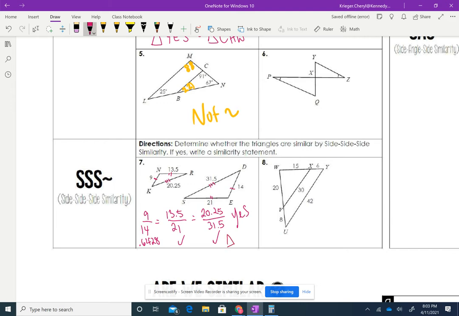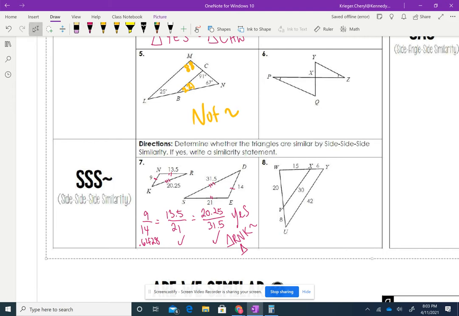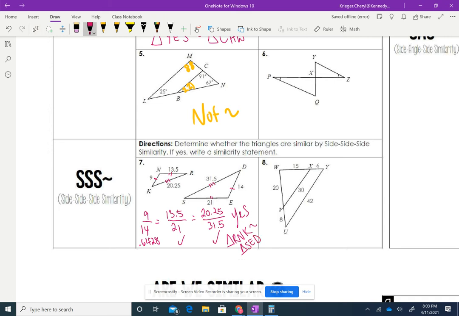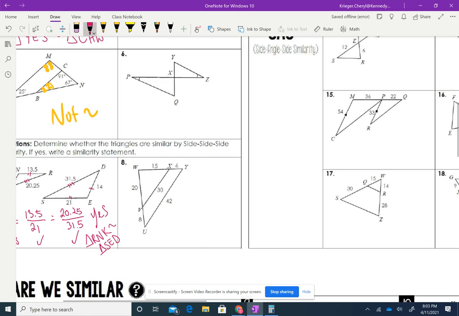We'll now say triangle R and K is similar to triangle. I went from R to N to K. So the middle, then the small. So that would be 21. So SED. Okay. 8 is the same thing.